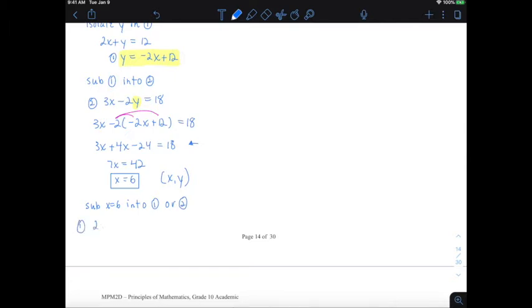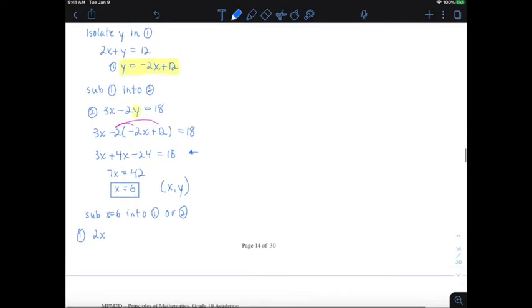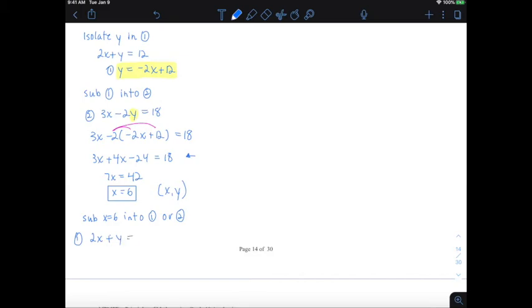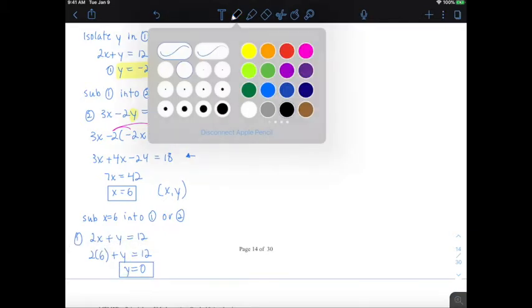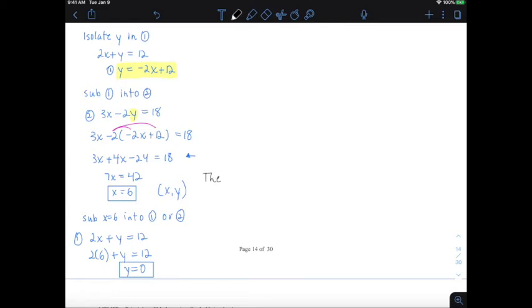So equation 1 is 2x plus y equals 12. So I'm going to sub that 6 in there. And I actually get that y equals 0. And that's okay. That's not a mistake. What that means is the point of intersection, and remember our answer should be what the point of intersection is. The point of intersection of this system is 6, 0. Remember, we write the answer in alphabetical order.